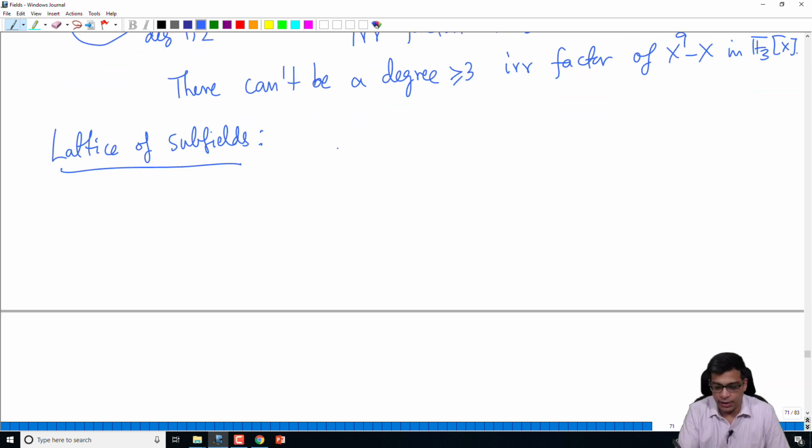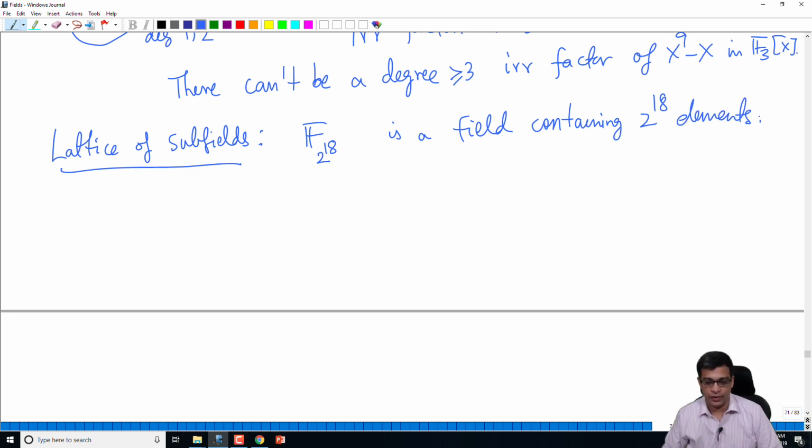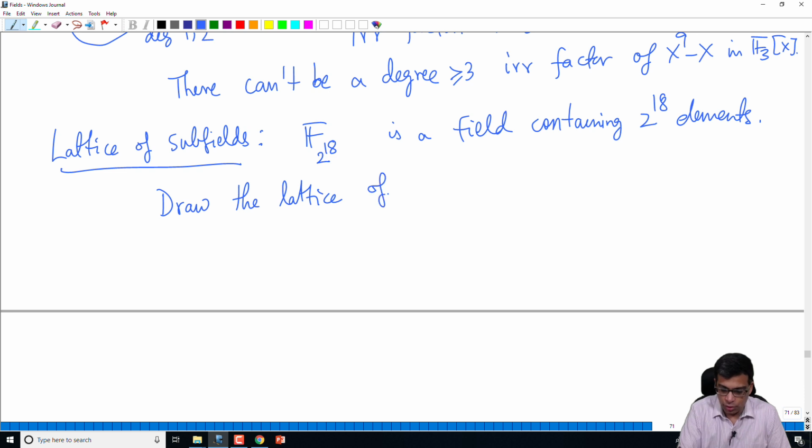So for example, if you take F 2 power 18, okay, so this is a field containing 2 power 18 elements, right? This is a large, huge number, right? It's a very big field. Draw the lattice of subfields of this.